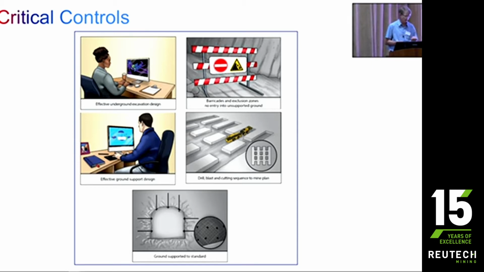We whittled it down to these 5. 2 talks to design, those 2, your mine design and your support design, which sits fairly and squarely within the geotech space. There's 2 about implementation, mine design, support design, and then 1 is about barricades and exclusion zones. So if you get to the point where you can't handle it anymore, you put up an effective barricade and nobody goes beyond it, nobody gets exposed to that.